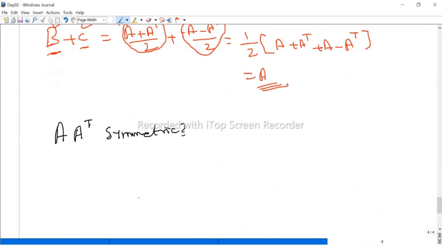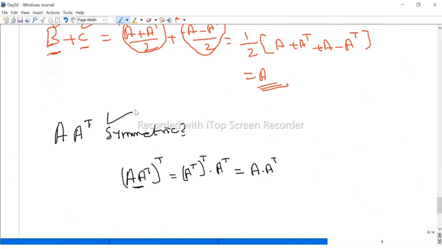Therefore we have to check that the transpose of this matrix gives itself. So you take the transpose, what will you get? By the definition, the transpose of a product of two matrices is nothing but the second matrix transpose into the first matrix transpose. But A transpose transpose is nothing but A, so we get A into A transpose. If we call this matrix B, then B transpose equals B. Therefore it's a symmetric matrix. A into A transpose is a symmetric matrix.